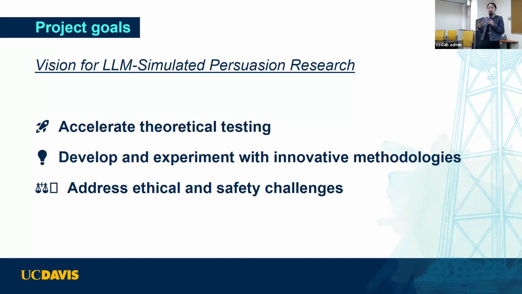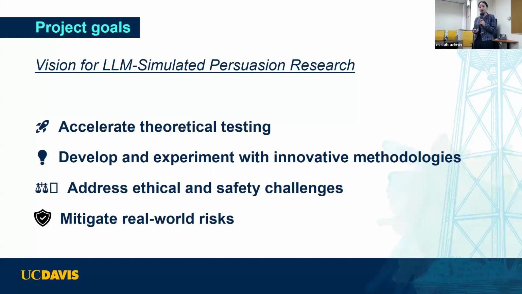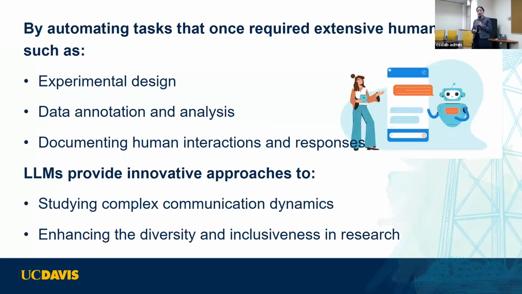Also, while we're doing this, we need to address ethical and safety challenges. And by engaging with the research on AI, LLM persuasion, we could see some of the additional ethical and safety challenges that may not have been considered in the computer science and the broader computational social science field. And lastly, some of this research may have some practical implications for mitigating real-world risks.